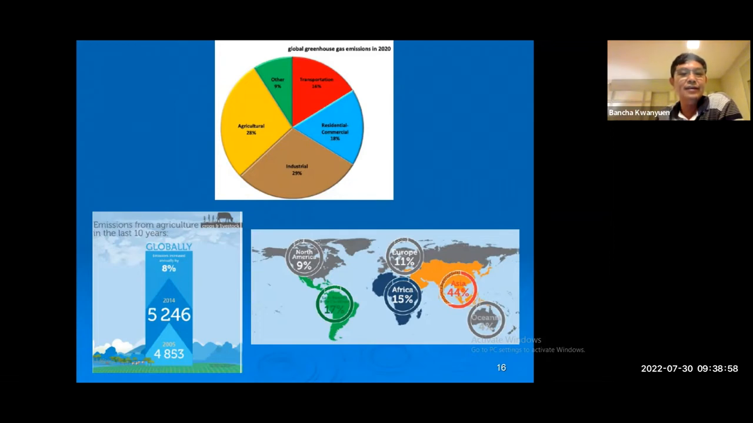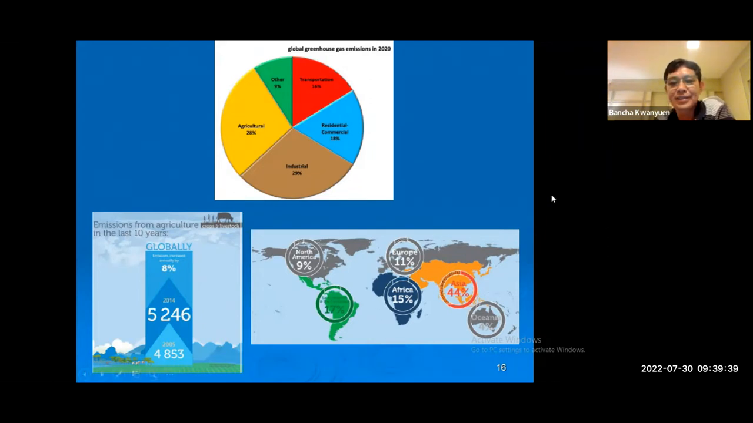That is the major sectors that produce or release greenhouse gas into the air. And in the bottom left, you have the emission from agriculture in the last 10 years. In 2005 it was one figure, and in 2014 it increased by 8%. That is because we have more agricultural activity, more people to feed, so we have to grow more crops.